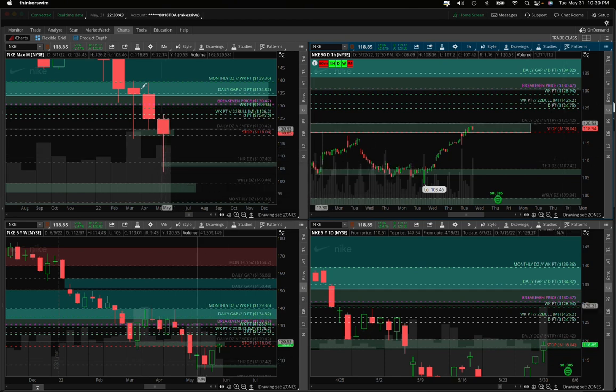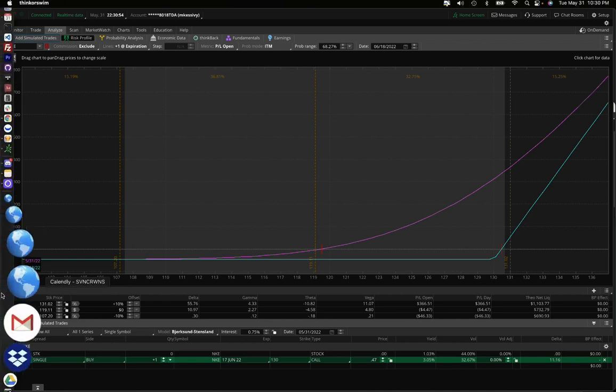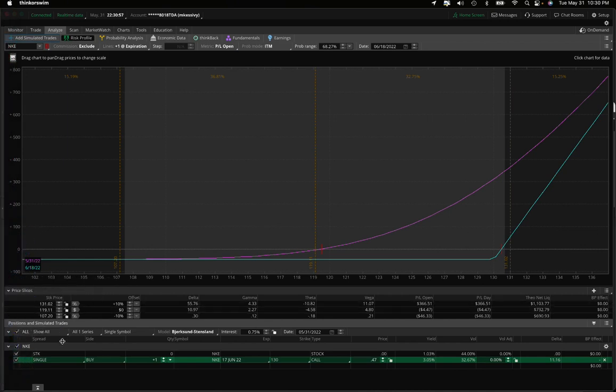Yeah, so now we go to analyze, and basically this allows us to see how much money we could possibly make on this contract. The most important part of this section is to make sure that the option premium that we selected is at the bottom, so we know we have one contract on the buy side, Nike. Expiration is June 17th. The strike is 130, and the cost is 0.47. Right?